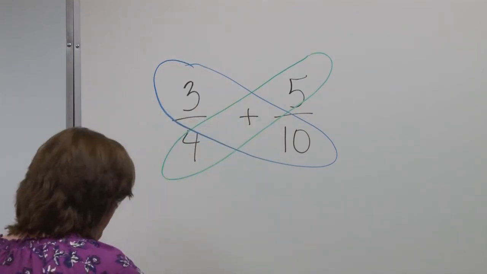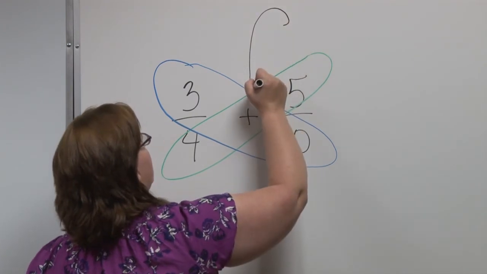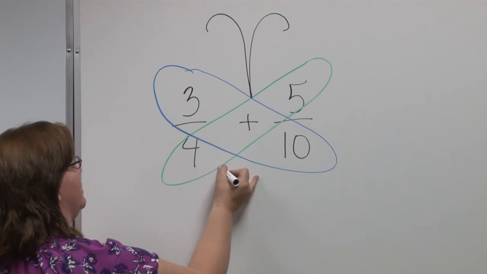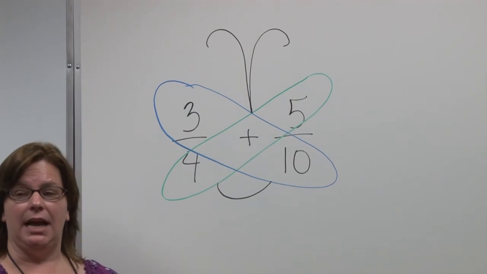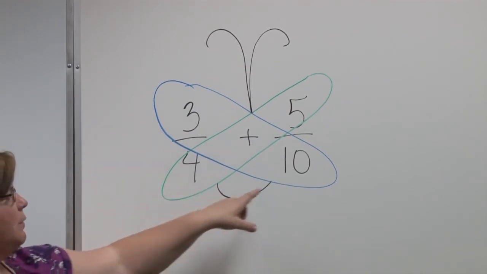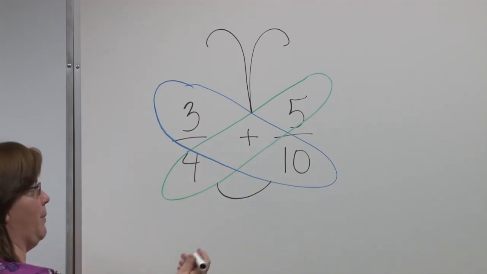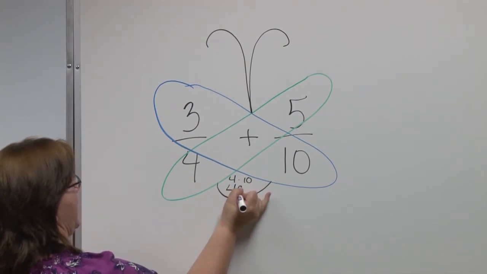And then every butterfly has antennae, and they all have a little cute butt, so we're going to draw that in. With this method, it's a way to organize exactly what you're doing when we add fractions. So we need that common denominator like we had said. We're going to do this 4 times 10, and put that number in his cute little bottom. So we'll have 4 times 10, and that's going to be 40.